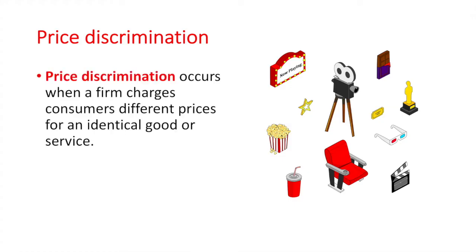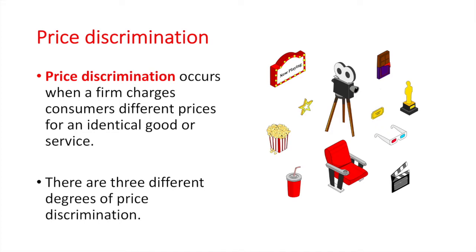Price discrimination occurs when a firm charges consumers different prices for an identical good or service. You've probably experienced this at the cinema as a student. In many places, students are charged less for tickets than adults.